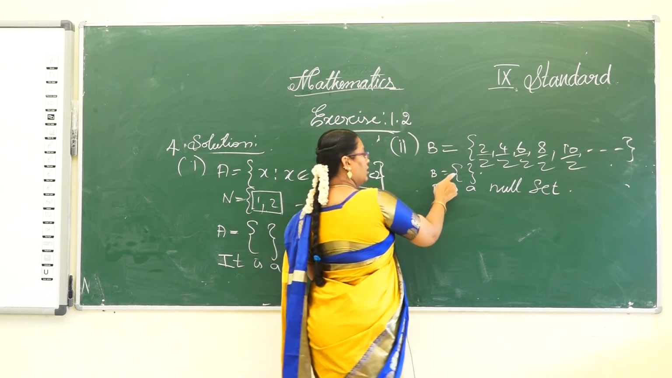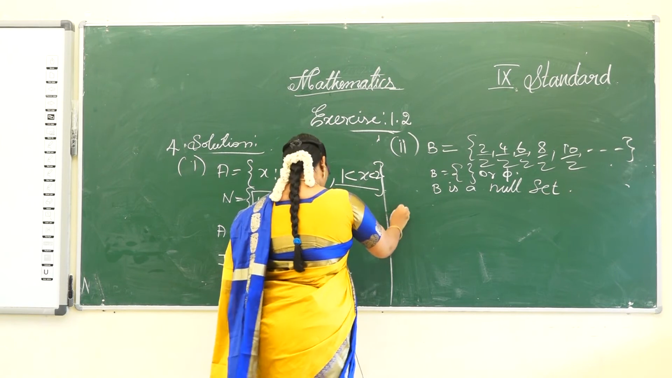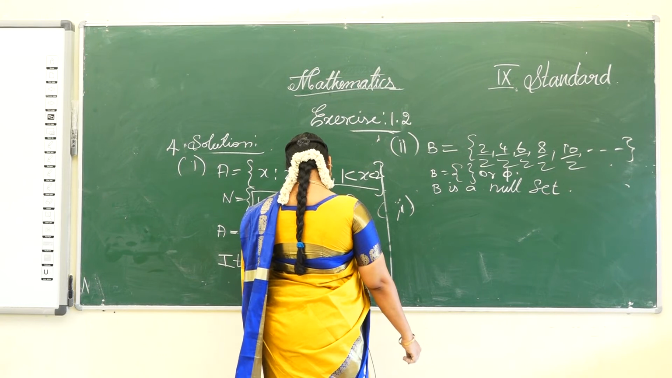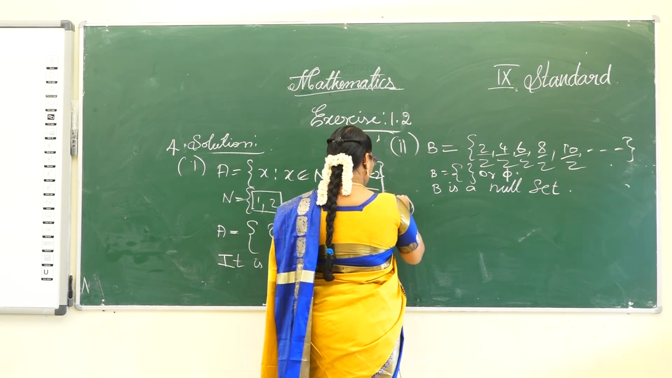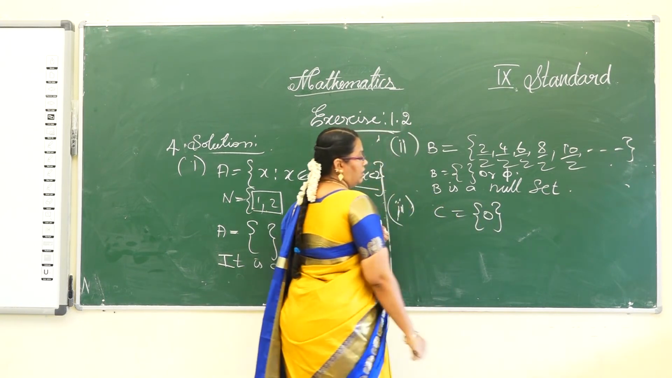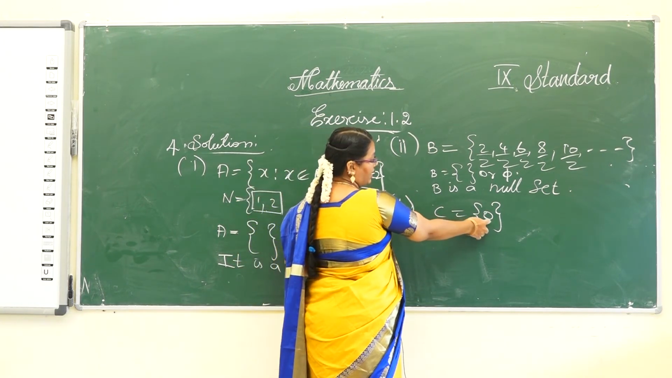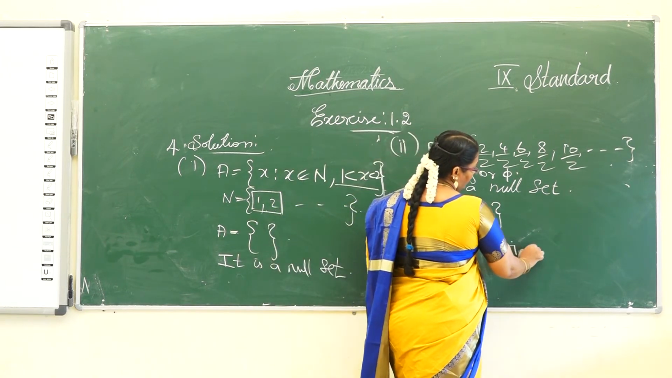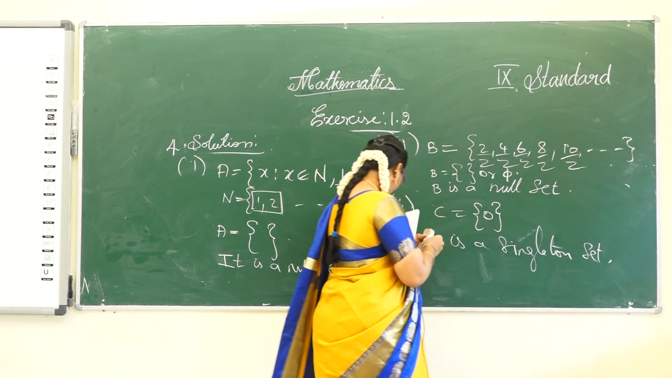Null set is denoted by this symbol or an empty set. Okay, and the third one, C is equal to the set bracket 0. Here only one element, 0, is there. So it is a singleton set. C is a singleton set.